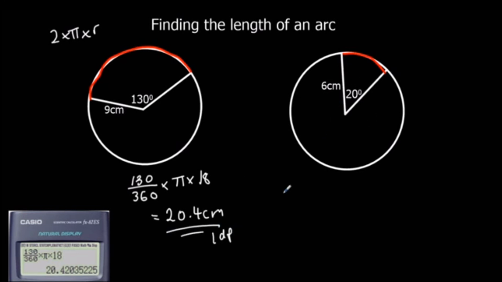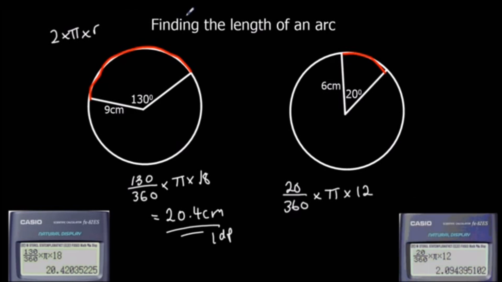Over here I've got 20 degrees out of 360. That's the fraction of the circumference I want. And pi times the diameter, which is 12, double the radius. That's what I'm going to type in the calculator, and I get the answer of 2.1 centimeters to 1 decimal place.